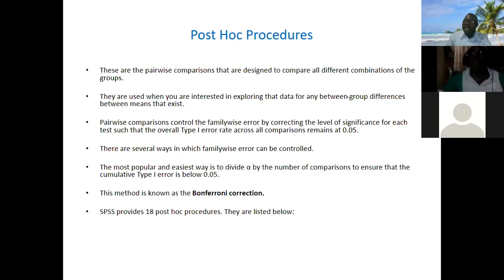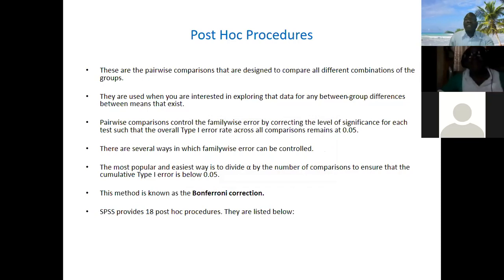So we still carry out three tests, that is group one and group two, group two and group three, group one and group three. If there are four groups, you still have to pair them in six ways. But adjustment has been made so that it will not be easily significant. That type 1 error rate will not escalate. There are several ways in which pairwise error can be controlled. The most popular and easier way is to divide by the number of comparisons to ensure that the cumulative type 1 error is below 0.05.